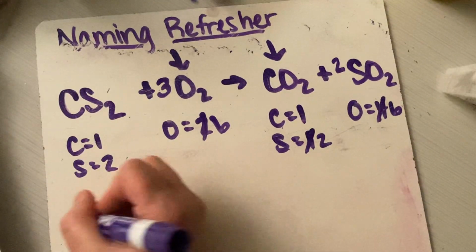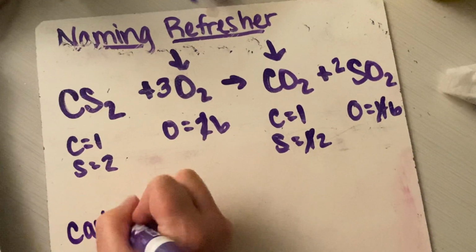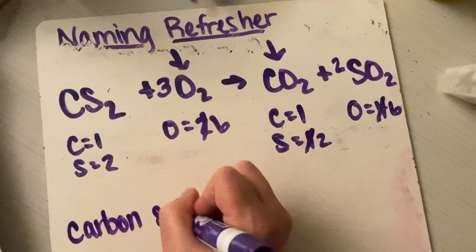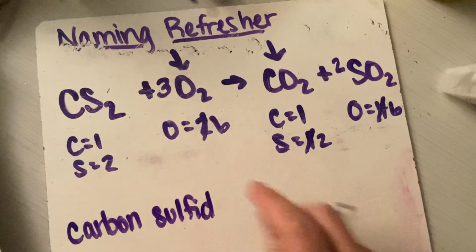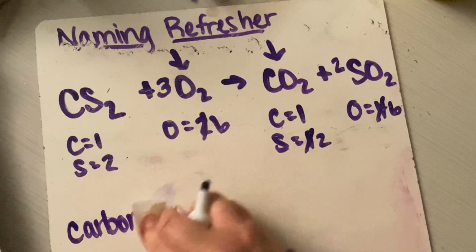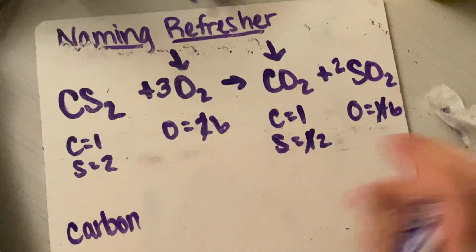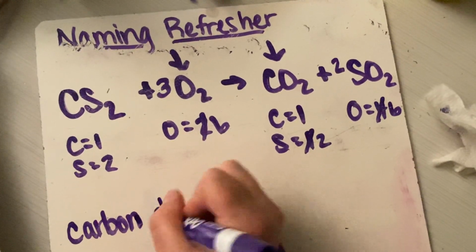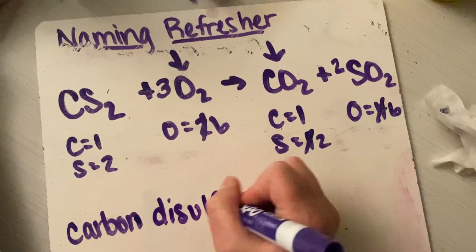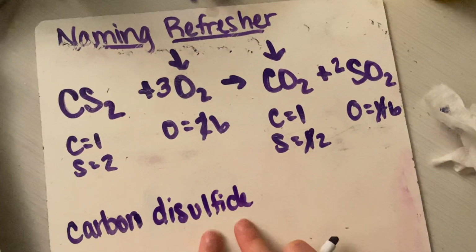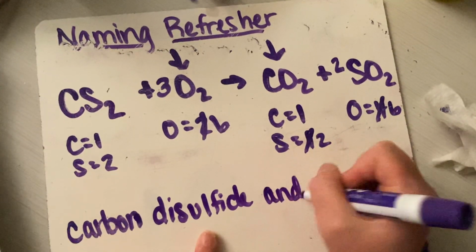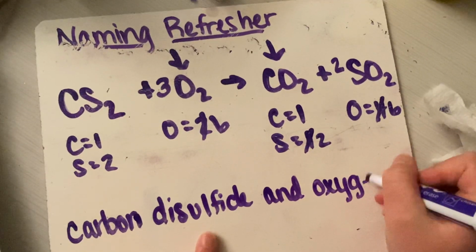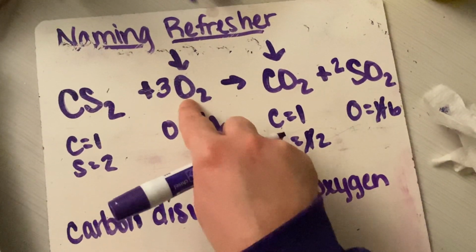Now, when you come to naming it, this one is going to be a covalent. So we're going to have carbon disulfide, because those are both nonmetals, and oxygen, because our O2 is just oxygen gas.